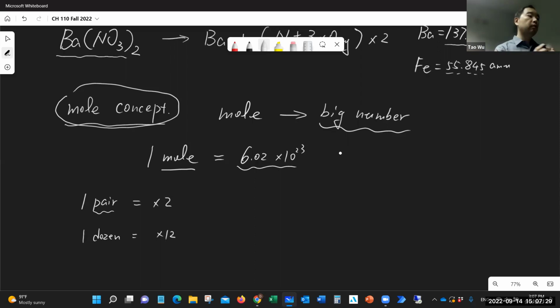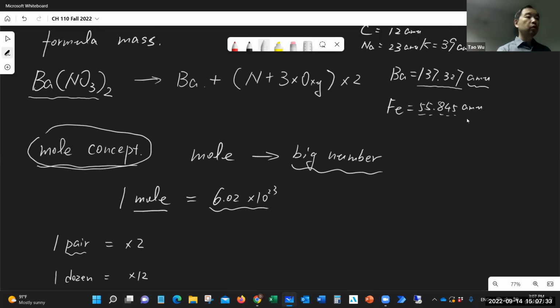So we can convert the AMU of those atoms to grams per mole of something. And the good thing is, if you add all of those elements and put 1 mole in front, then the number of the mass is still the number shown underneath.